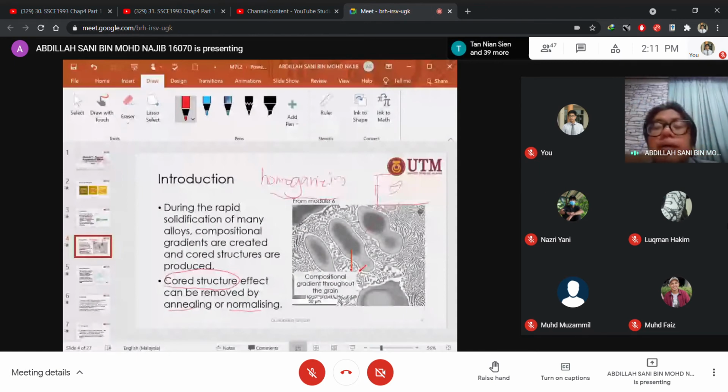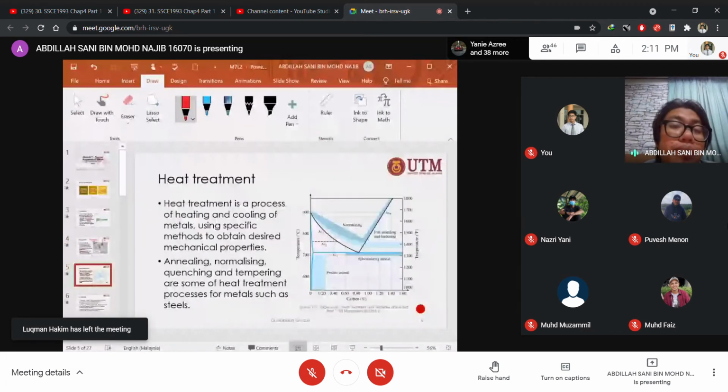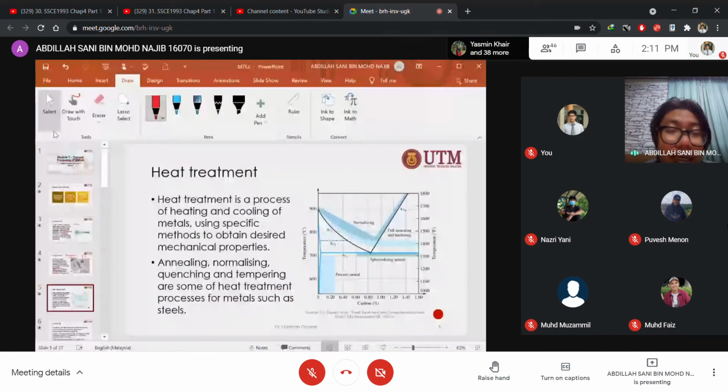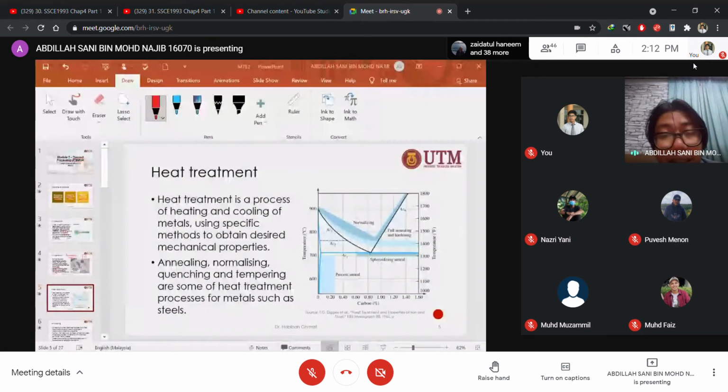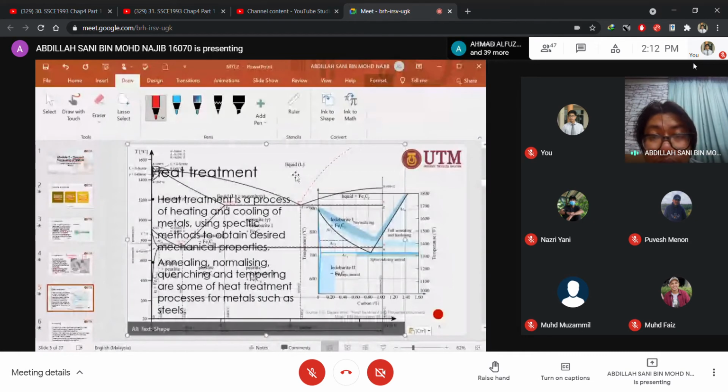Actually, the heat treatment we are focusing on is the heat treatment of steel. I think we have covered in the previous lesson what steel is. Just a quick recap: steel is iron alloyed by carbon, and the amount of carbon as an alloying element must not exceed 2%. That is where we can consider the material as steel. I think you are already familiar with this. This is the phase diagram of the iron carbon system.